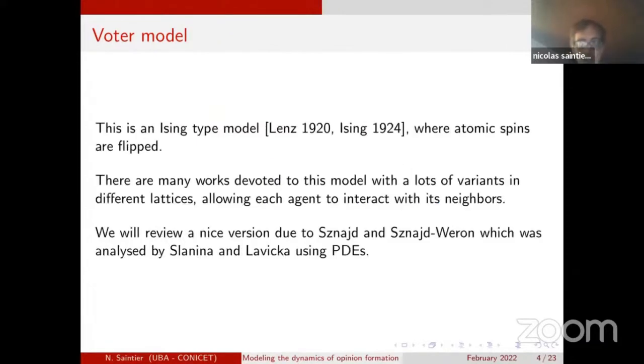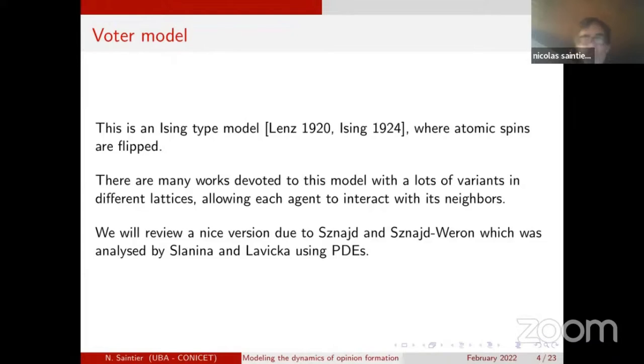And the thing is that from a physicist's point of view, this is a very attractive model, because this is only the translation, within this opinion formation framework, of the very classical Ising model in statistical mechanics. So for the physicist, this is a piece of cake. This is very, very good.